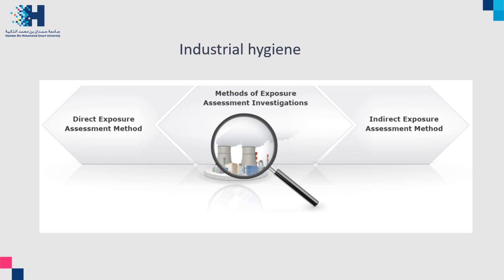Examples of industrial hygiene activities include conducting risk assessments, evaluating exposure levels, developing and implementing control strategies, training workers on hazard recognition and control, and conducting audits to ensure compliance with regulations and best practices. Industrial hygiene is an important aspect of workplace safety and health, and is critical to maintaining a safe and healthy work environment for employees.